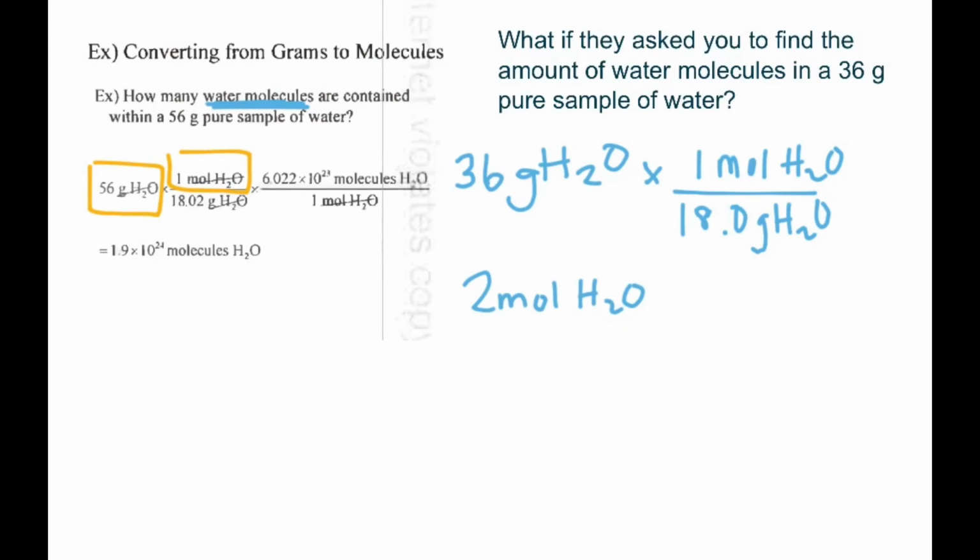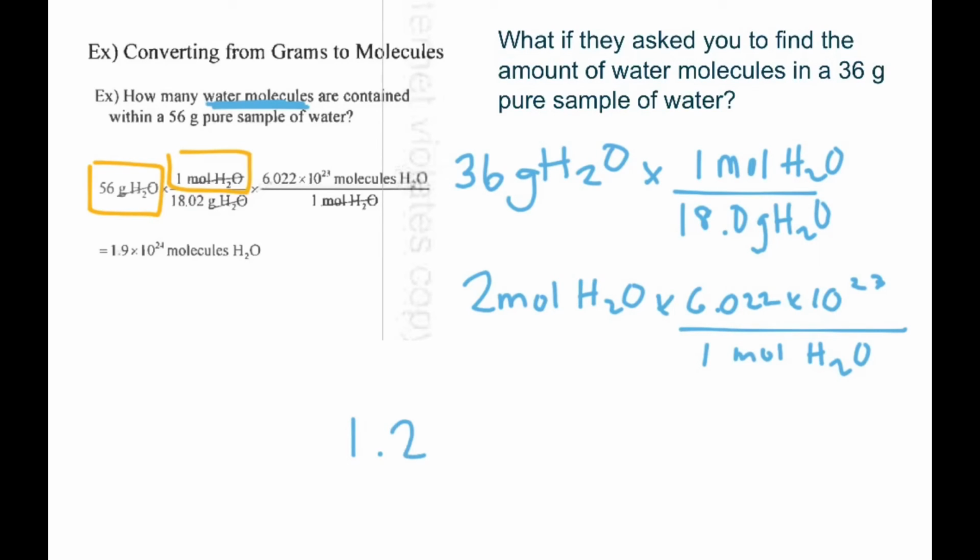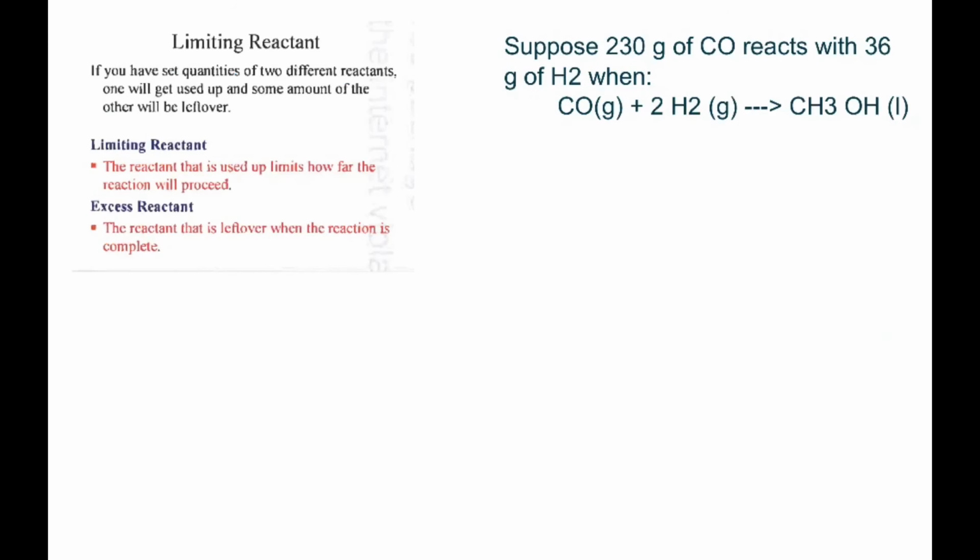So you know that from here you have to multiply it by 6.022 times 10 to the 23rd over 1 mole because Avogadro's number equals 1 mole. This gives you 1.2 times 10 to the 24th molecules of H2O. Now moving on to limiting reactant problems.